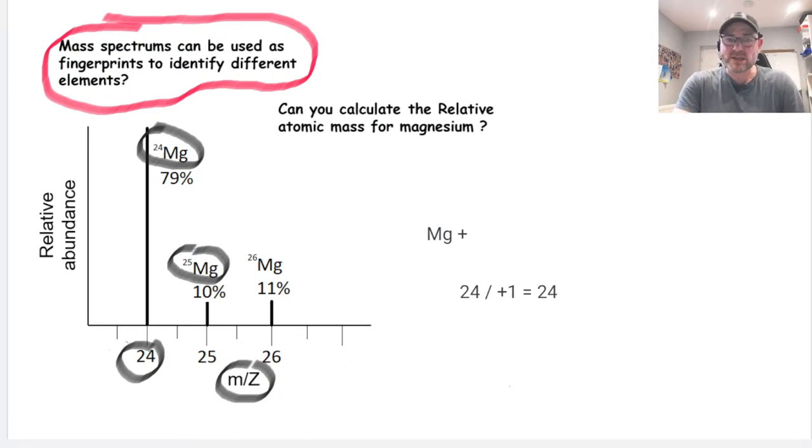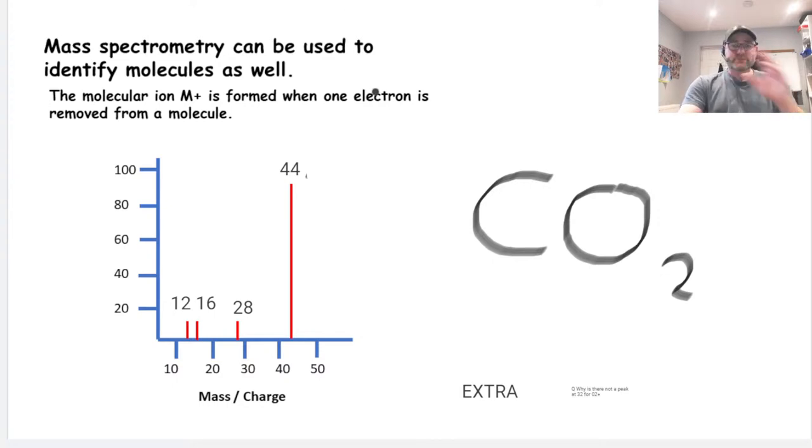Pretty complex. But let's get you even more confused. Mass spectrometry can be used to identify molecules as well. In the second year of A level, it gets very complicated, but they just hint at looking at molecules in the first year. What we have here is carbon dioxide. Earlier I asked, what's the Mr of carbon dioxide? You guys said 44, so spot on. What do you think 44 represents? Well, 44, ooh, let's get off the highlighter pen.